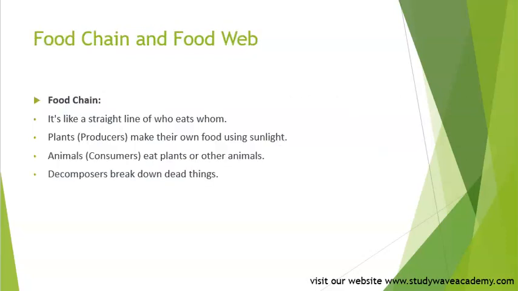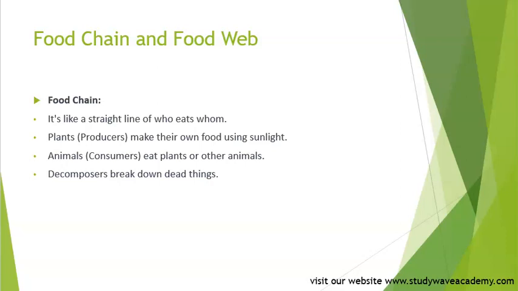Food chain and food web. These are two important concepts that explain how living organisms in an ecosystem obtain and transfer energy by consuming other organisms. The food chain is like a straight line of who eats whom. A food chain is a simple sequence that shows how energy and nutrients are passed from one organism to another.